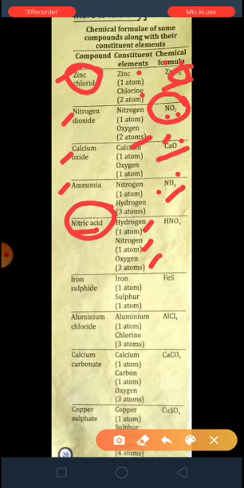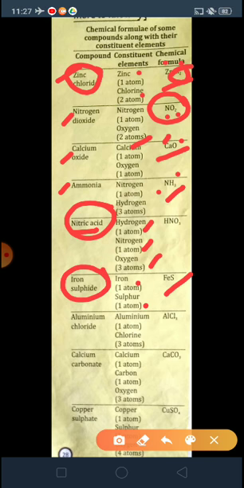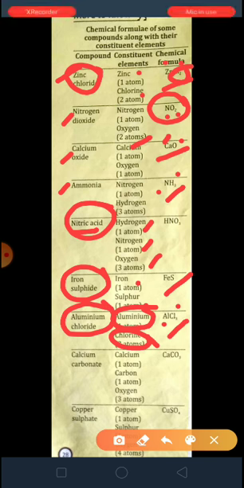Iron sulfide, FeS. Fe is the symbol of iron and S is the symbol of sulfur. So one atom of iron and one atom of sulfur chemically combine and form iron sulfide. Similarly, the chemical formula of aluminum chloride is AlCl3. Al represents aluminum and Cl represents chlorine. Three atoms of chlorine and one atom of aluminum form one molecule of aluminum chloride.